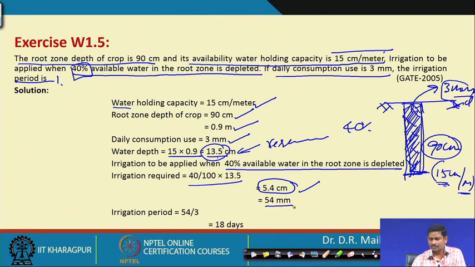That is simple. Convert to 54 mm, and the irrigation period is 54 mm divided by 3 mm, since every day 3 mm is going to deplete. So, it takes 18 days to deplete this 40% of the total available water. This way you can calculate the next irrigation. So, after 18 days you have to give the next irrigation to replenish that 40% water.